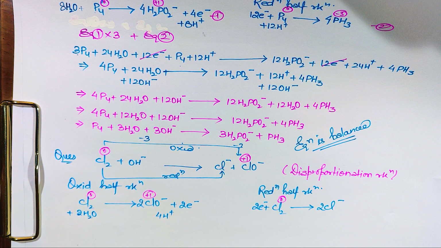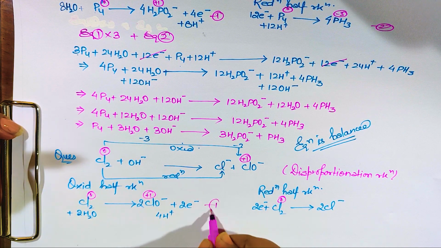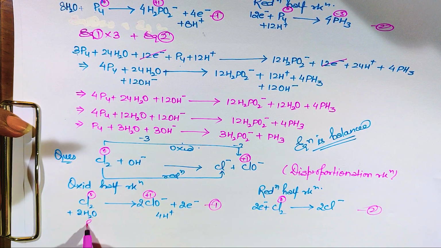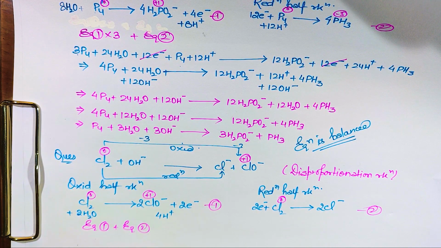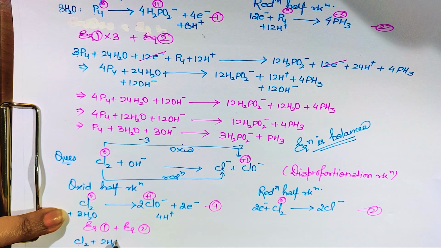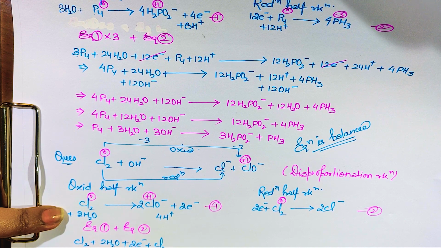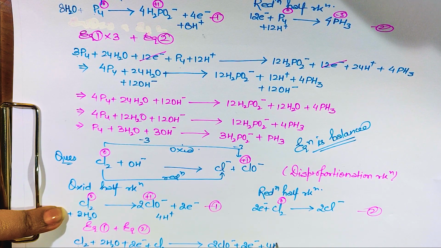Next we will multiply by such a number so that the number of electrons will be the same. They are already the same, so there is no need. Just add equation 1 and equation 2. Equation 1 plus equation 2. What will you get? You will get Cl2 plus 2H2O, then 2 electrons plus Cl2 change into 2 ClO minus plus 2 electrons plus 4H plus and plus 2 Cl minus.